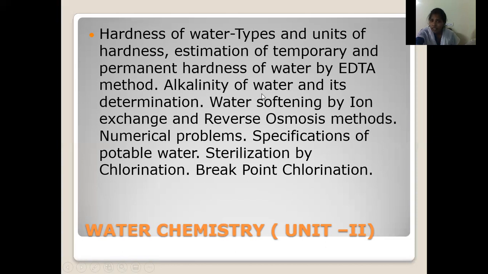And next, alkalinity of water and its determination. We can find how much alkalinity is present in the given water sample. Water softening methods, that means purification techniques. We are having the purification techniques by ion exchange method and the reverse osmosis method. And we have some numericals also, that means some problems related to water chemistry. And specifications of the potable water, that means what are the characteristics, what are the specifications of the drinking water.